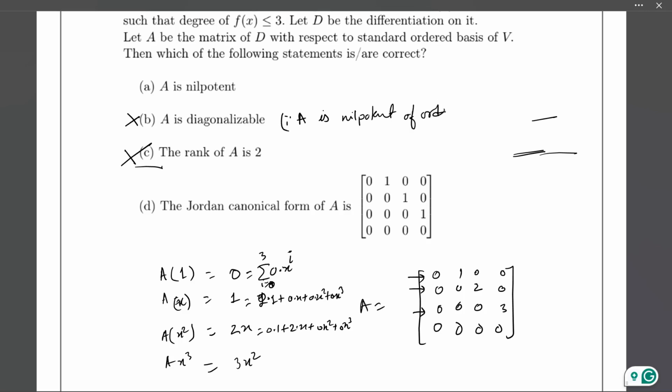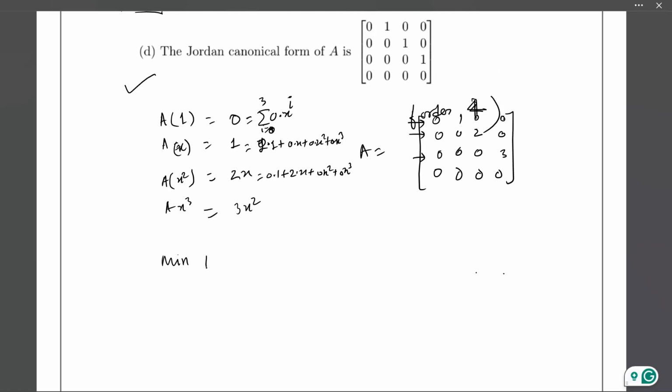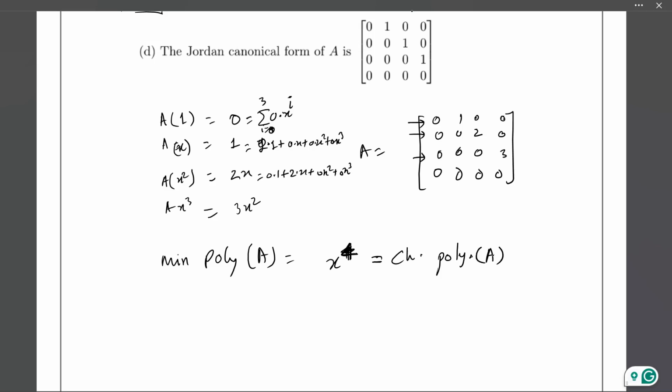Of order 3? Square, cube, 4. Order 4. A is nilpotent, yes. The Jordan canonical form for A: see, the minimal polynomial for A is x power 4. Characteristic polynomial and minimal polynomial are the same. Sorry, if it was x, the matrix would have been 0. So you have x power 4.